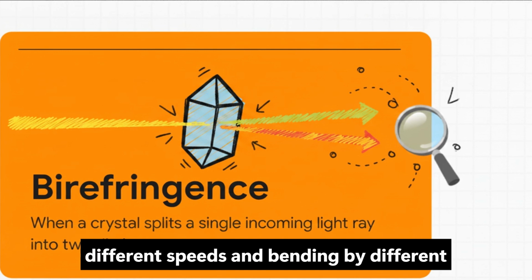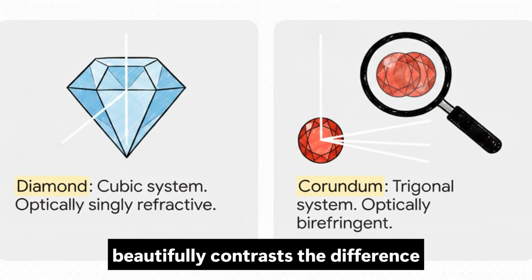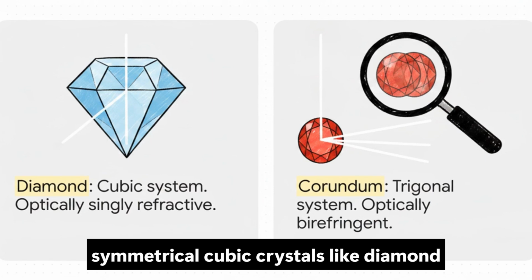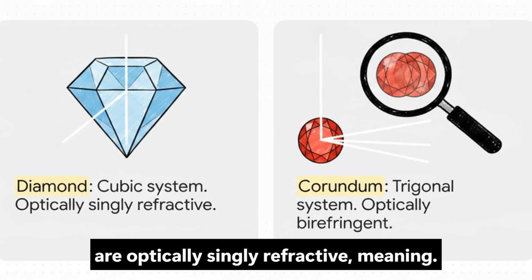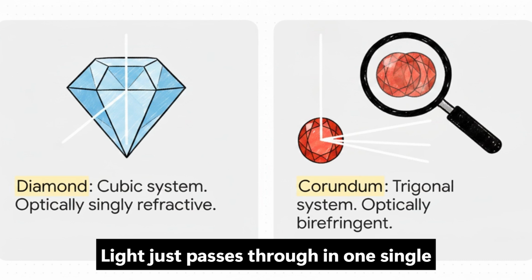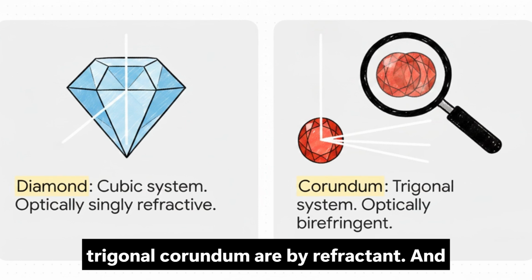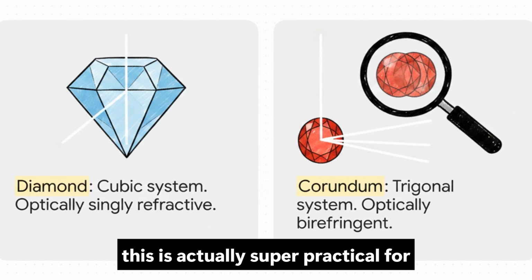Pretty crazy, right? This beautifully contrasts the difference between our 2 atomic grids. Highly symmetrical cubic crystals, like diamond, are optically singly refractive, meaning light just passes through in one single path. But non-cubic crystals, like our trigonal corundum, are birefractant. And this is actually super practical for gemologists.